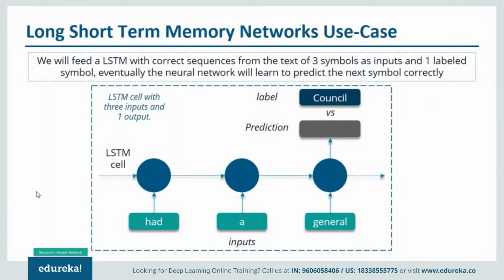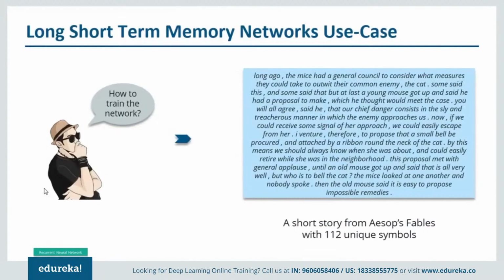So obviously, we need to train it on something. Let us see what we are going to train it on. We'll be training our LSTM to predict the next word using a sample short story that you can see over here. Alright, so it has basically 112 unique symbols. So even comma and full stop are considered as symbols. Alright, so this is what we are going to train it on.